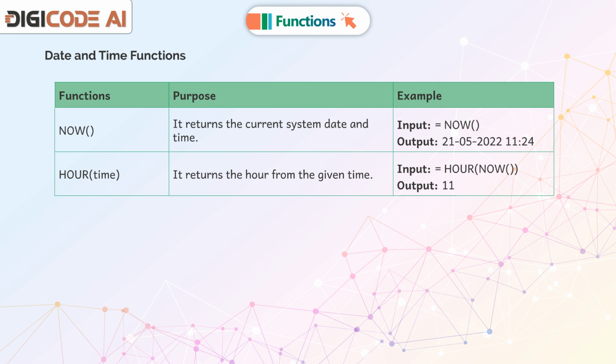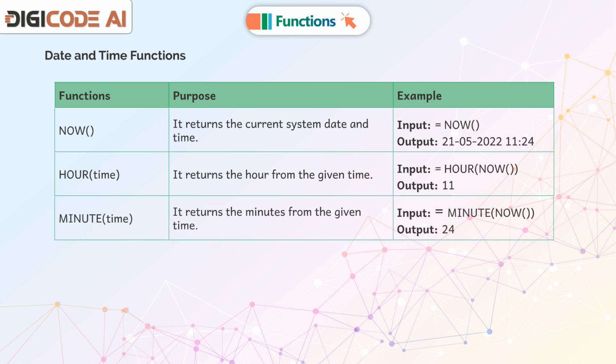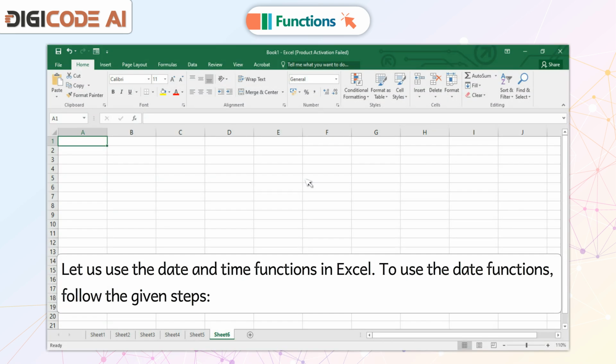Input: =HOUR(NOW()). Output: 11. Minute, time: it returns the minutes from the given time. Input: =MINUTE(NOW()). Output: 24. Let us use the date and time functions in Excel.